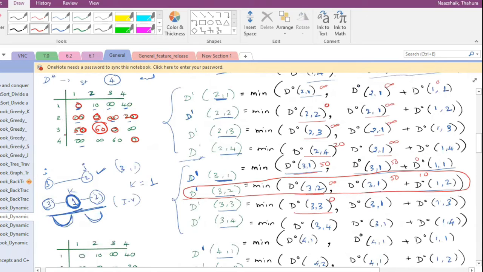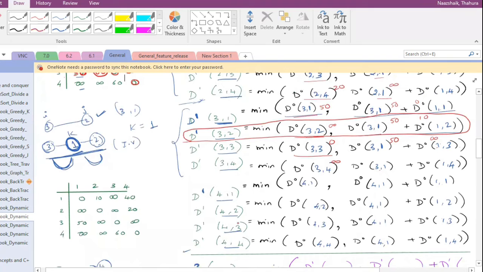3 to 4. 3 to 4 again is infinity. Let's see if there's any other path. I can go from 3 to 1. Okay, 3 to 1 is 50. And then 1 to 3. But 1 to 3 is infinity. So basically, I cannot go. Right? So we'll do this for 4 also.